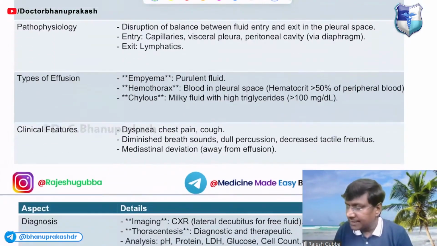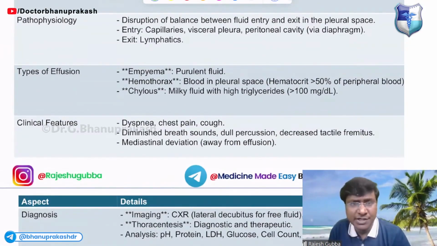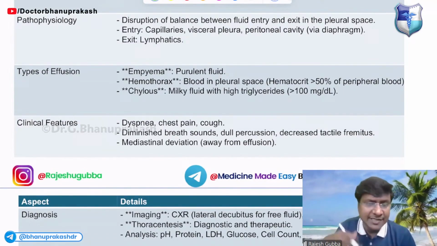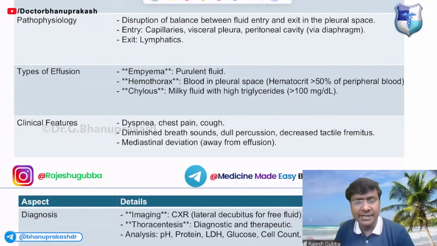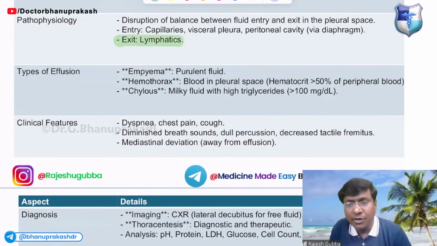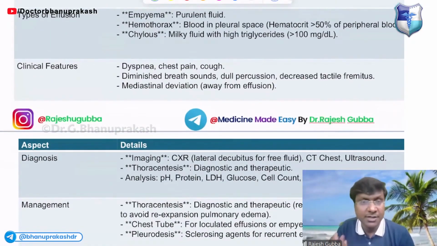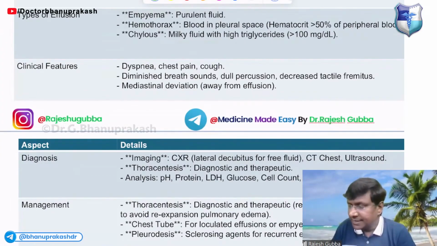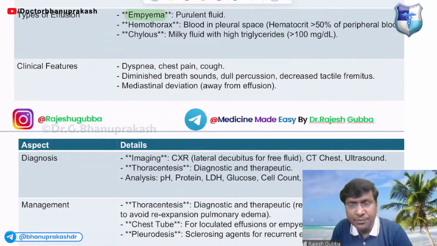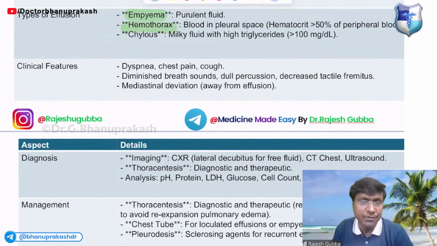Now, following that, you need to know what exactly is the pathophysiology. So pathophysiology, the problem is there will be either excessive entry of the fluid into the pleural space or there will be decreased exit from the pleural space. And decreased exit is mainly because of the blockade within the lymphatics, right? Now, depending upon the constituents of the fluid, the types, if you see, empyema, where you have pus in the pleural space, hemothorax, where you have presence of blood in the pleural space.